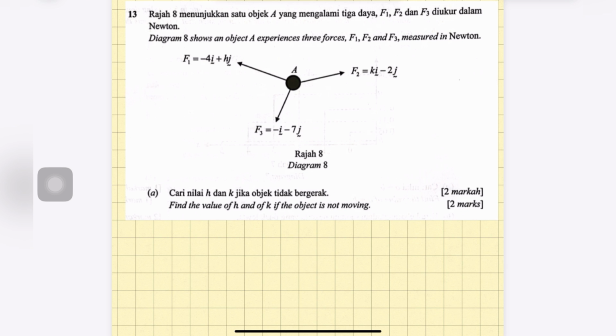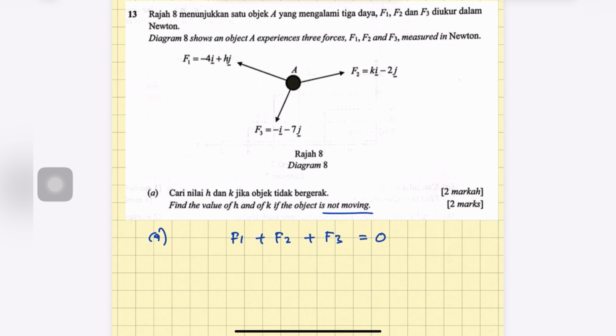Question 13. Diagram 8 shows an object A experiences three forces F1, F2 and F3 measured in Newton. A, find the value of h and of k if the object is not moving. Okay, so not moving meaning that the total vector is 0. So F1 plus F2 plus F3 equals 0.